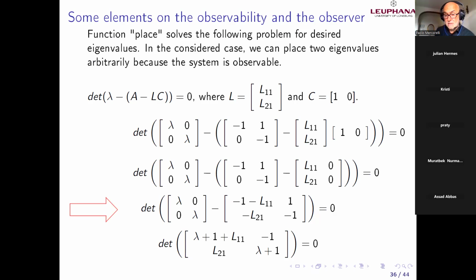The problem is, fixing lambda 1 and lambda 2 in our case, calculate the matrix L, or the vector L in this case, because we have just one output, characterized by L11, L21, which realizes exactly these two eigenvalues, given the matrix A and the matrix C.